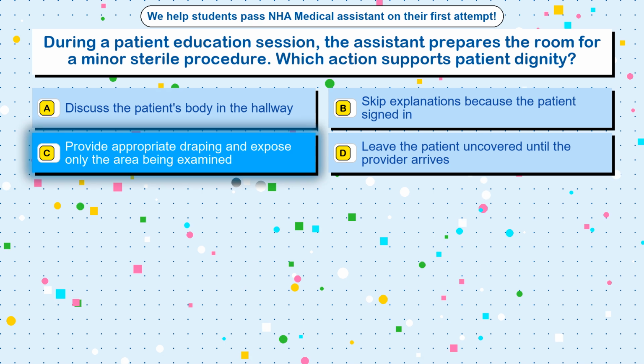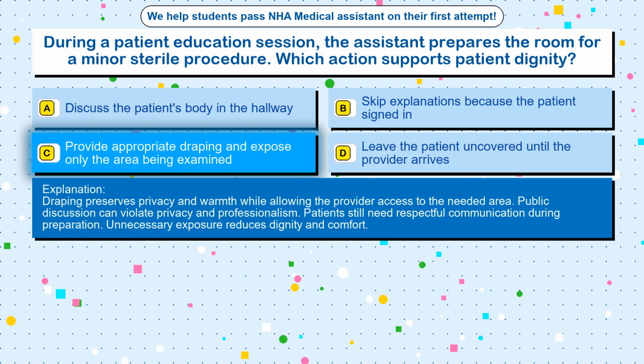The correct answer is option C, provide appropriate draping and expose only the area being examined. Draping preserves privacy and warmth while allowing the provider access to the needed area. Public discussion can violate privacy and professionalism. Patients still need respectful communication during preparation. Unnecessary exposure reduces dignity and comfort.